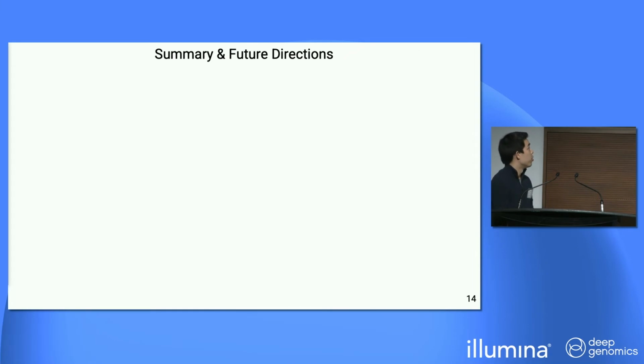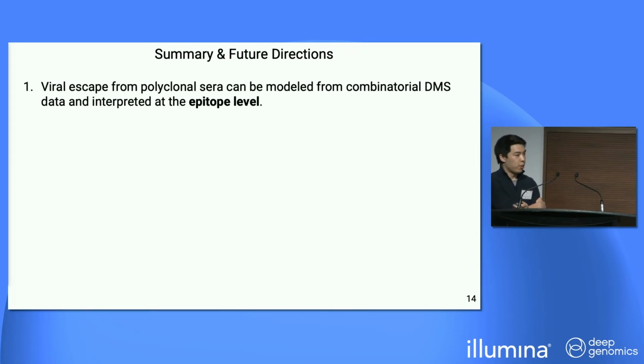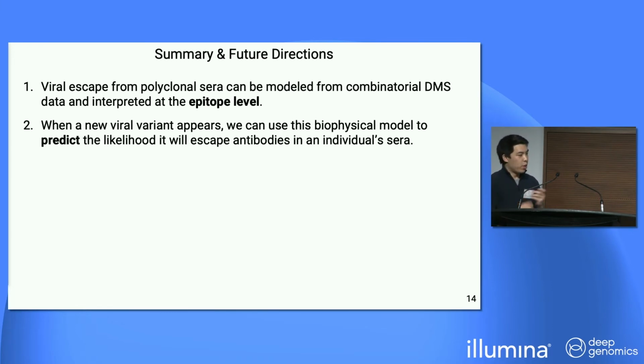I want to conclude with a little bit of a summary and also some future directions. This is very preliminary work, but I hope I've convinced you that we can model viral escape using combinatorial DMS data and interpret that at the epitope level. Another thing we can use this model for is prediction. When a new viral variant appears, we can use this biophysical model to predict the likelihood that it's going to escape antibodies in an individual's sera.